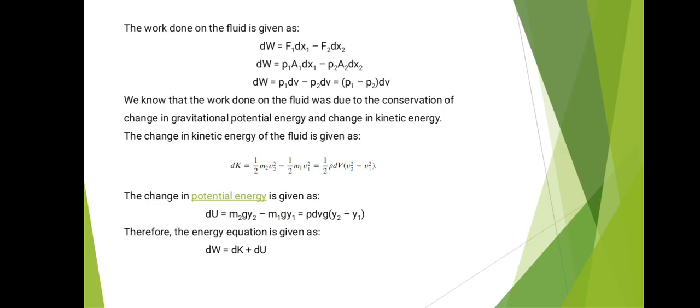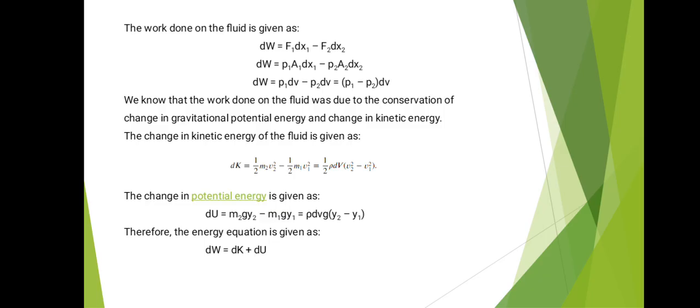We know that the work done on the fluid is due to the change in gravitational potential energy and the change in kinetic energy. The change in kinetic energy of the fluid is dK equals half m2 v2 squared minus half m1 v1 squared. Therefore, we can write half rho dV (v2 squared minus v1 squared).